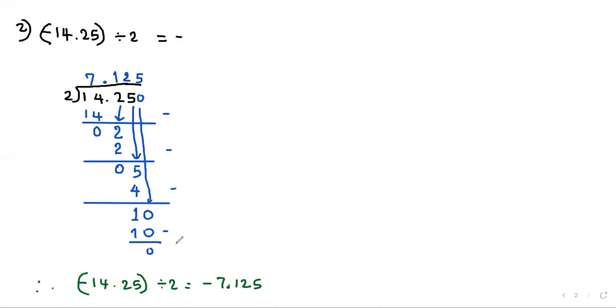Now we look at number 3. For number 3, remember, we have got negative 36.09 divided by negative 0.9. So what do you think our answer will be? Will it be negative or will it be positive? Positive, very good, because we are having a negative divided by a negative.